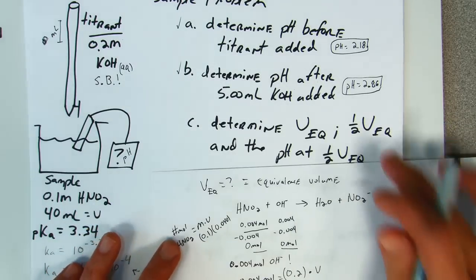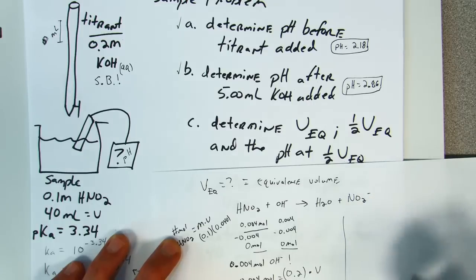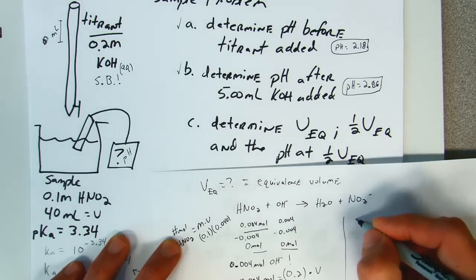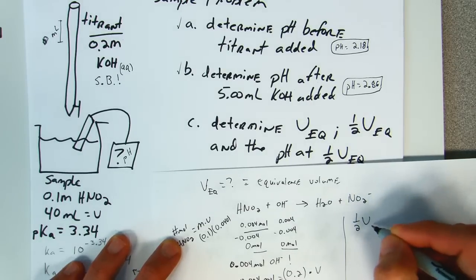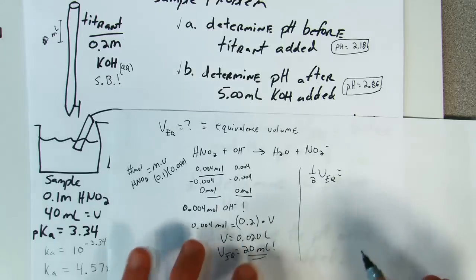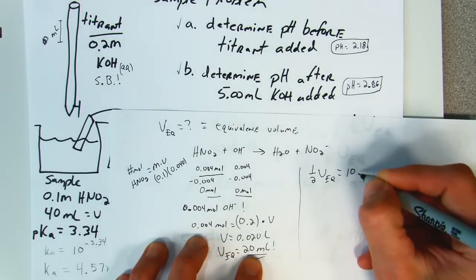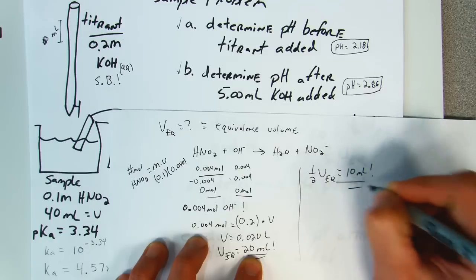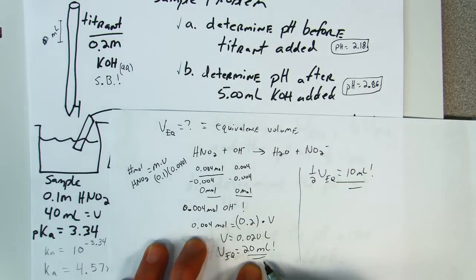This problem also asked me to compute my half VEQ. That's pretty simple, because to figure out the half VEQ, that's the halfway point of the titration, you just have to take the equivalent volume and divide by 2. So that's going to occur at 10 milliliters, okay? Because the equivalence point's at 20, the halfway point then is at 10.